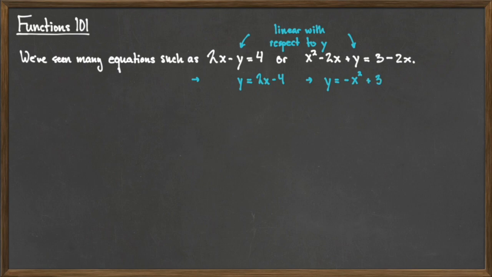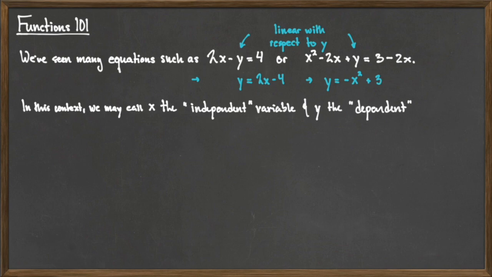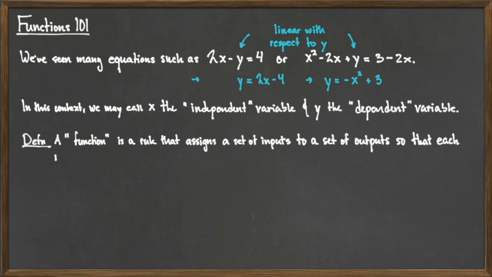Each one of these I can exactly and explicitly solve for y, because each equation is linear with respect to the variable y. So it's easy to solve for y just by our linear techniques, such as adding or dividing things from both sides. When I solve for y in this context, I can describe x as the independent variable and y as the dependent variable, because the value of y now depends on whatever I choose for x.